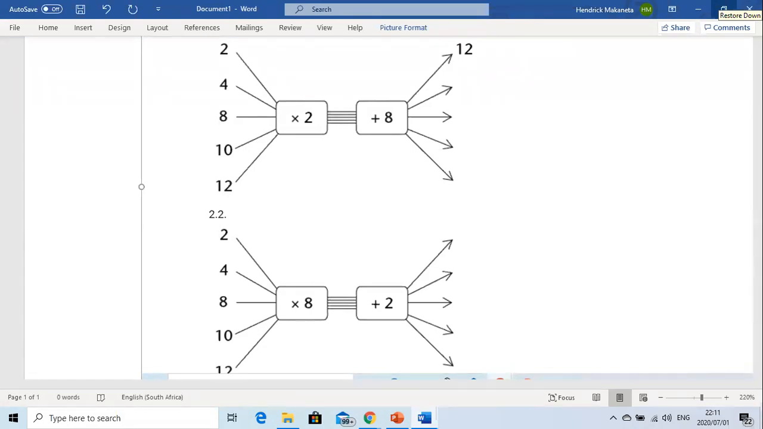Now, can we get the output using the next input values? 4 is the next one. So it means you are going to multiply 4 by 2 to get 8, and then 8 plus 8 is 16. So I see Natalie, yes, you got that right. And then Ntlantla got it right. Therese also, Lizanne, Lesedi, all of them 16. Great. And then the third one is 8. 8 times 2 is 16, plus 8 is 24.